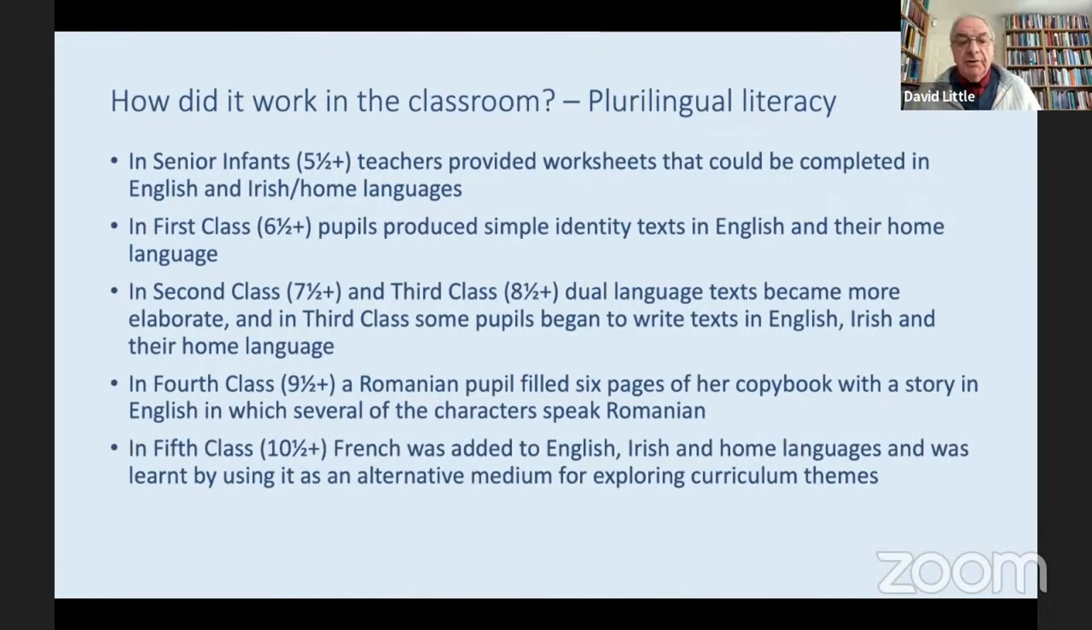In fifth class, French was added to English, Irish, and home languages, but it was learnt by using it as an alternative medium for exploring curriculum themes. There would be one French lesson each week in which the teacher introduced the new words, idioms, phrases, whatever, that she was going then to build into parts of her, as it were, mainstream curriculum teaching later in the week.